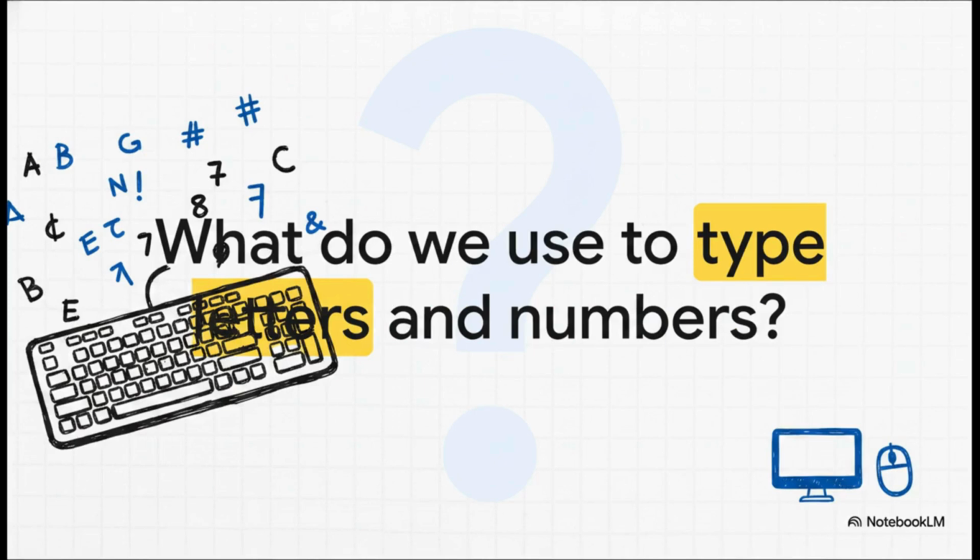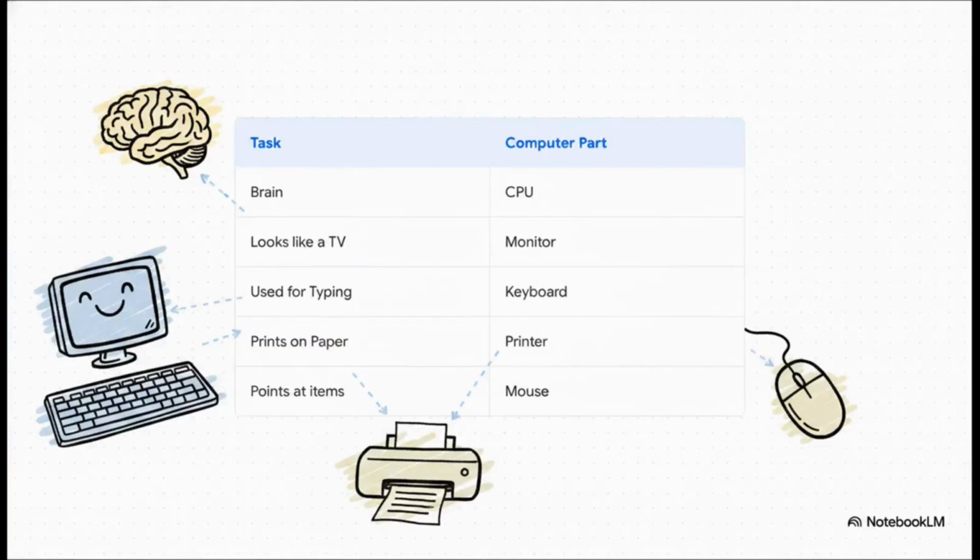Let's try another one. What do we use to type letters and numbers? Is it A, the mouse, B, the keyboard, C, the printer, or D, the monitor? Okay, if you guessed B, the keyboard, you hit the nail right on the head. With its 104 standard keys, it is our go-to tool for entering data and typing up all those letters and numbers.